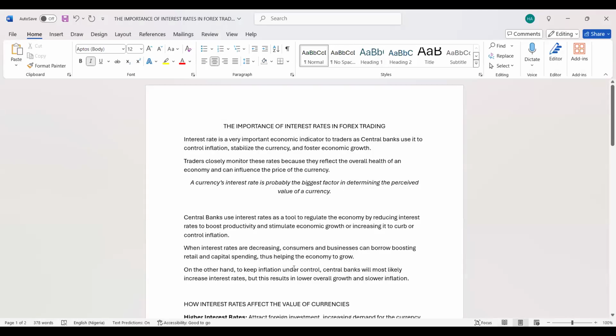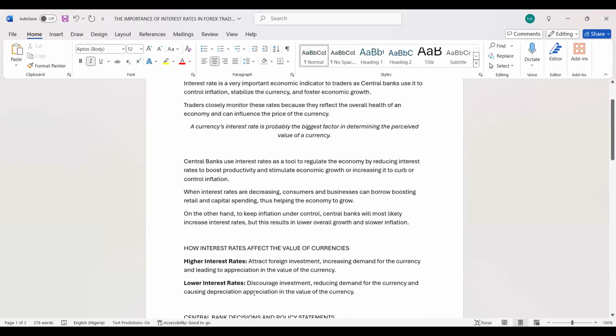I think let me adjust something in the notes. Right, depreciation. Right, thank you.